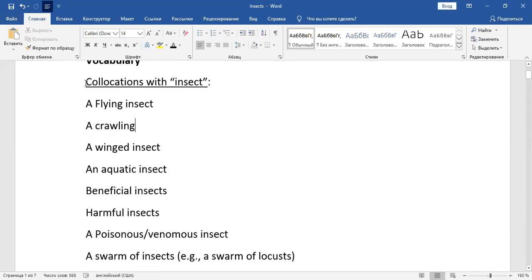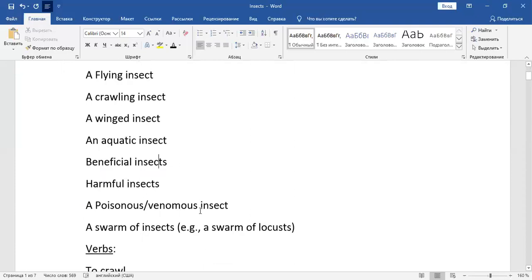Firstly, collocations with the word insect. So this can be a flying insect, a crawling insect, then winged insect, the one with wings, an aquatic insect, beneficial insects, meaning they are good for people, then harmful insects, poisonous or venomous insect. When there is a group of insects, you call them a swarm of insects, for instance, a swarm of locusts.